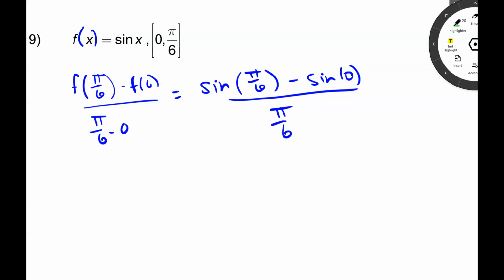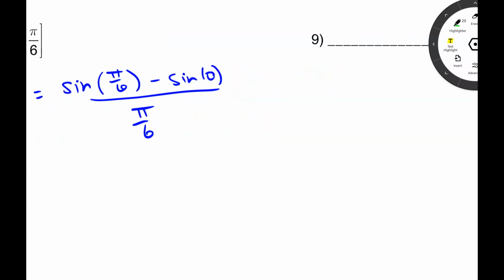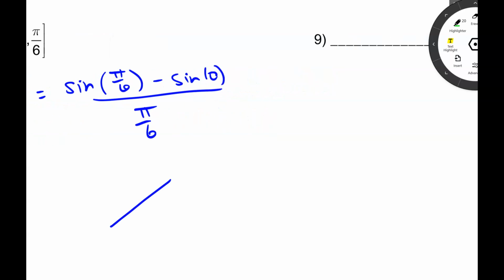So pi over 6 is 1/6 of 180, so it's 30 degrees. Sine of 30 degrees: 30, 60, 90 triangle, hypotenuse 1, 1/2, root 3 over 2. Okay, so sine is opposite over hypotenuse, so it's 1/2.